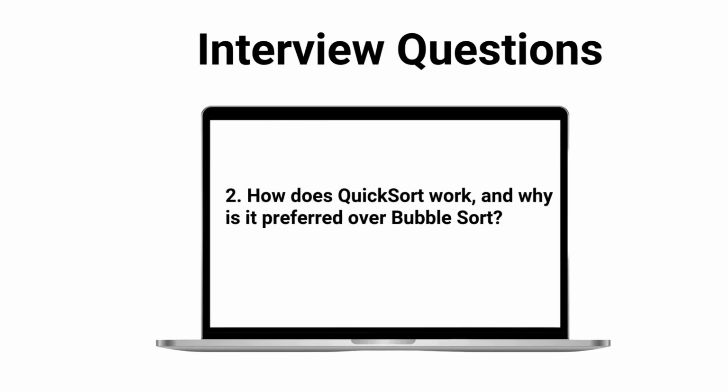Question number 2. How does quick sort work and why is it preferred over bubble sort? You can answer like this. Quick sort is a divide and conquer algorithm that partitions the array using a pivot and sorts both halves recursively. It is preferred over bubble sort due to its O(n log n) average time complexity, making it much faster for large data sets.